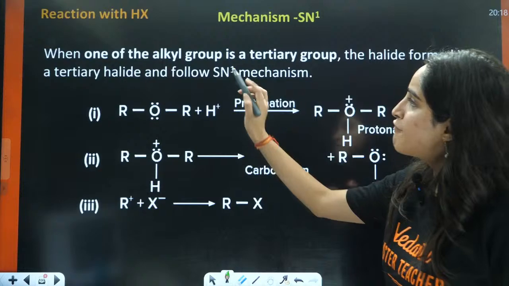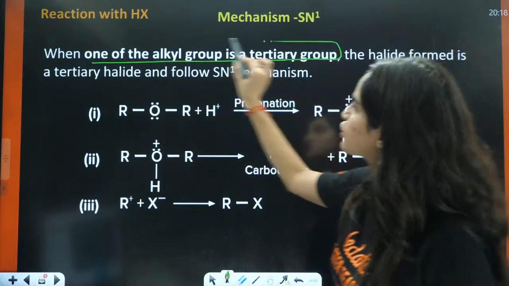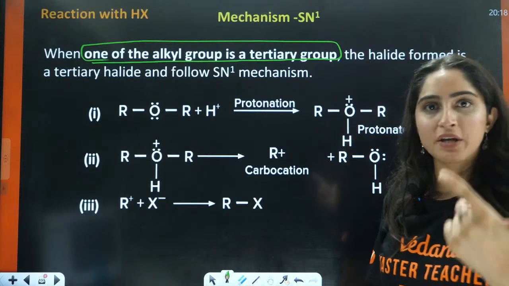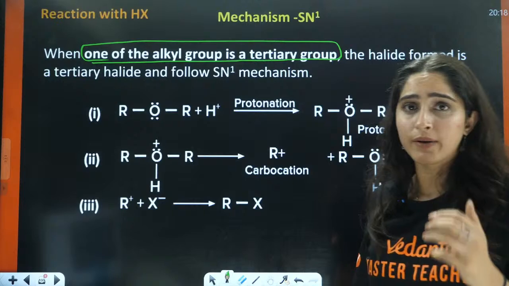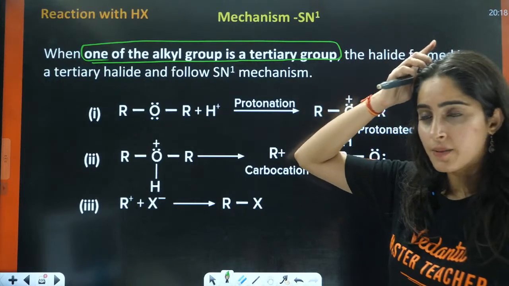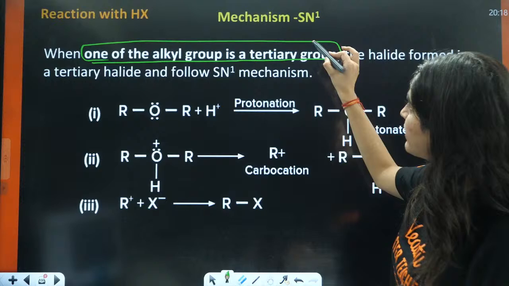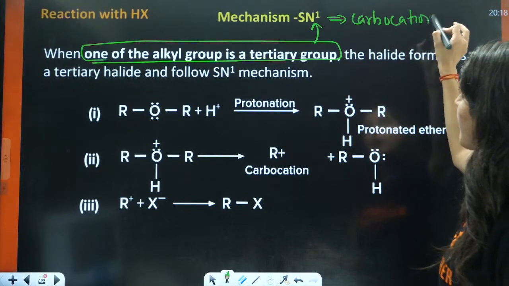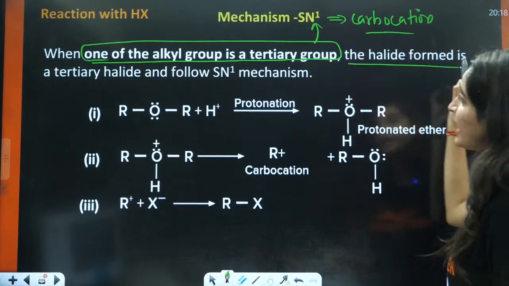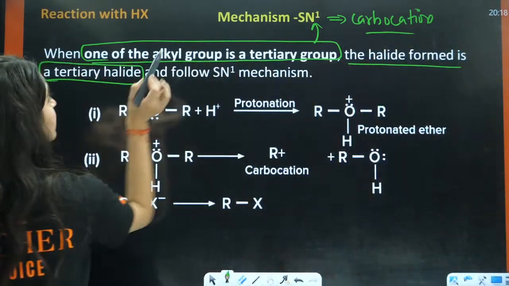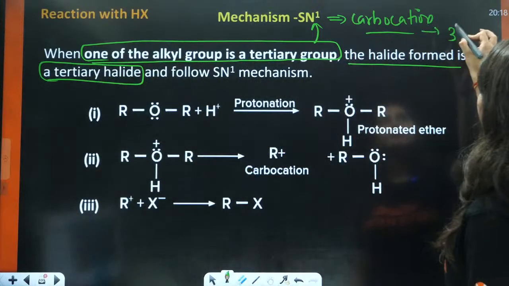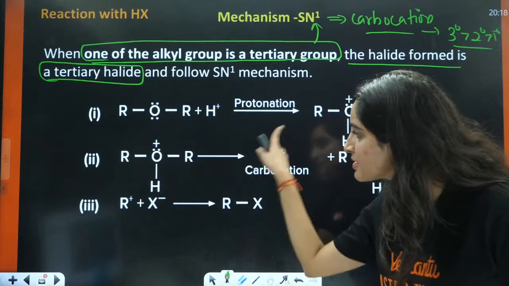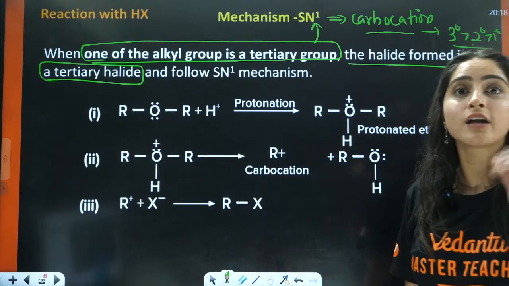The second thing is, when one of the alkyl groups is tertiary. If your alkyl group is primary or secondary, it will take part via the SN2 mechanism. If your alkyl group is tertiary, it will take part via the SN1 mechanism, that is, via a carbocation. Because of this, the halide formed is a tertiary halide, because in carbocations 3 degree is more stable than 2 degree and then 1 degree, right? This is the case in tertiary alkyl halides.